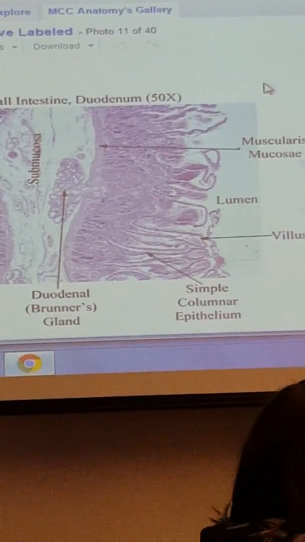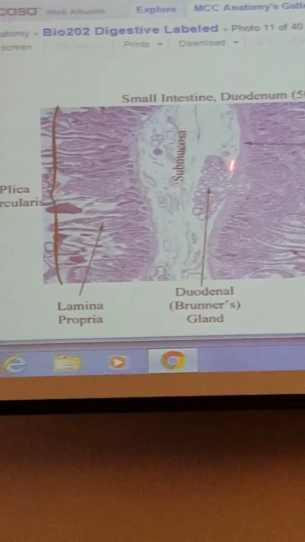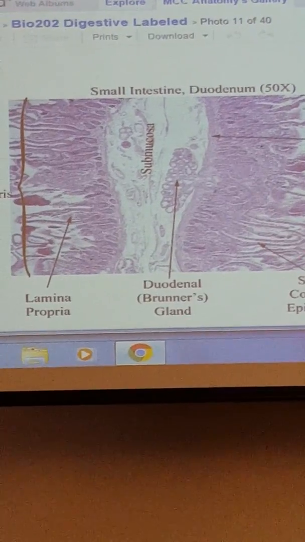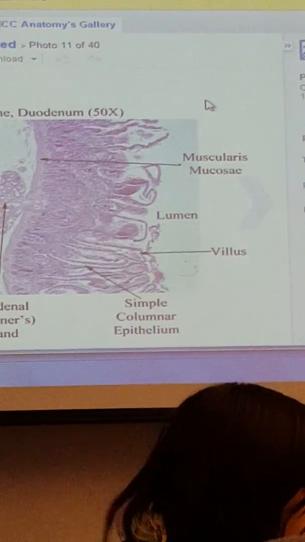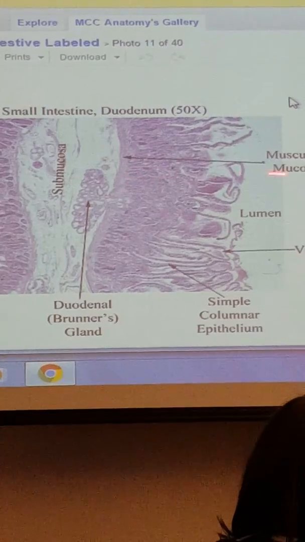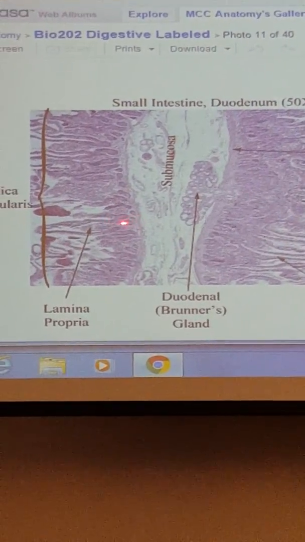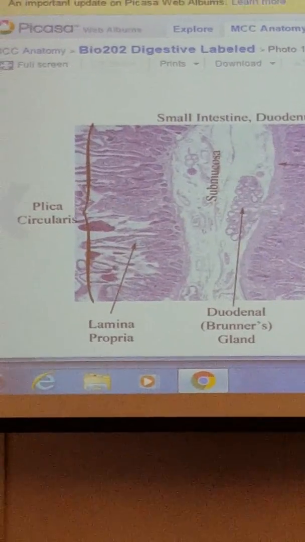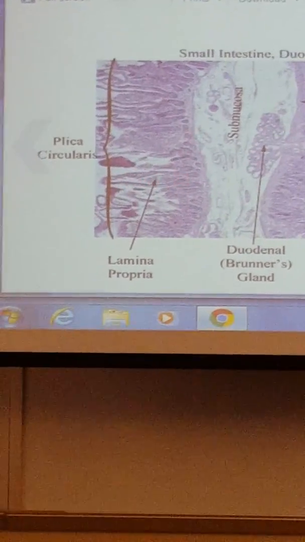Okay, this is small intestines, lamina propria. So these are the duodenal or Brunner's glands. This is that muscularis mucosa. This whole thing is the plica circularis. Any tissue below this epithelial tissue, this one cell thick on the outside, down to the submucosa, so anything in here is the lamina propria. Can't see it that well on this one, but they're kind of pointing to it here. I'll show you on a better one.